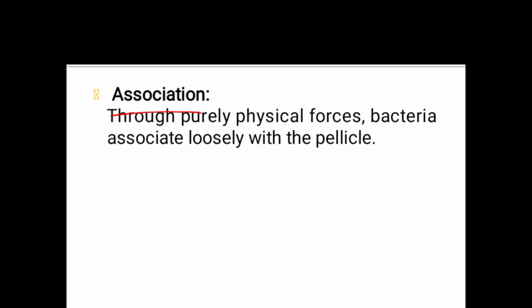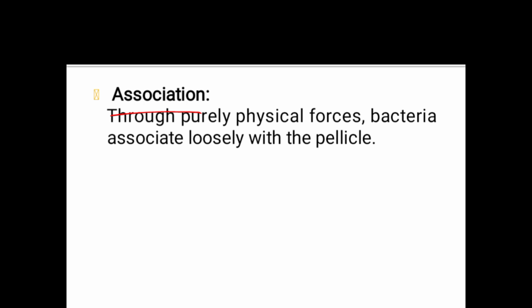Hydrophobic interaction: bacteria and pellicle both have hydrophobic areas that attract. Then we have Brownian motion, which is very important. This is the random motion of particles that helps bring the bacteria near the pellicle. Gravity and sedimentation: large bacterial cells settle on the surface. The nature of this attachment is reversible and non-specific until recognition is involved. Bacteria are said to be loosely associated with the pellicle, like dust lightly settling on a surface.